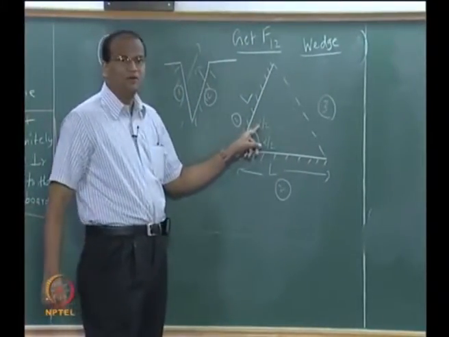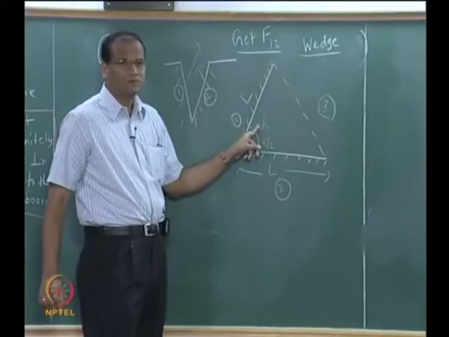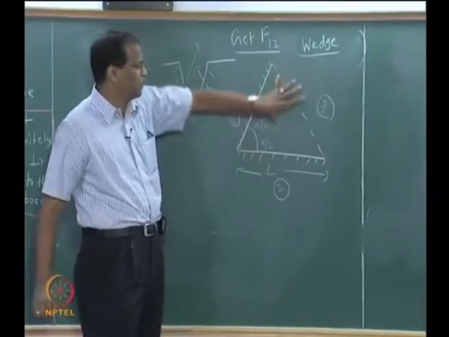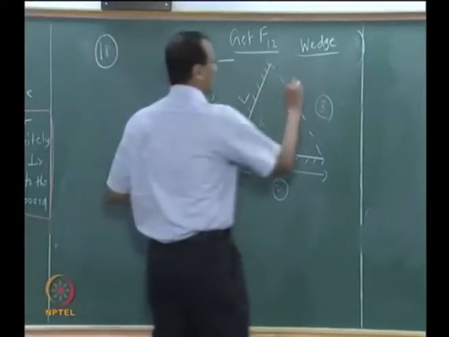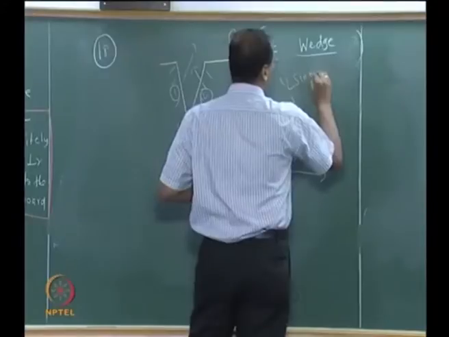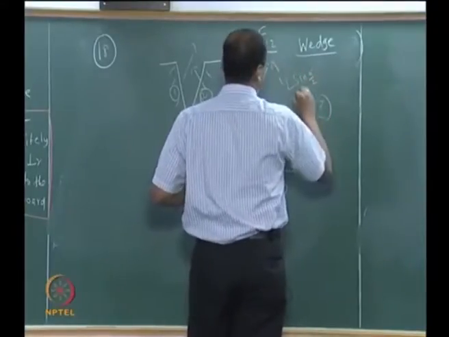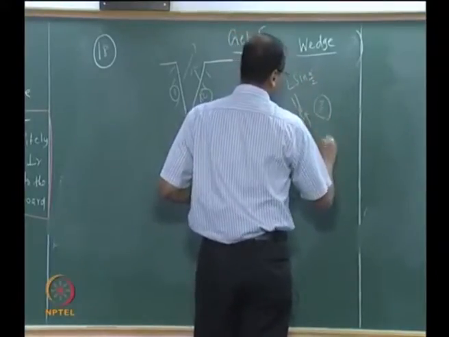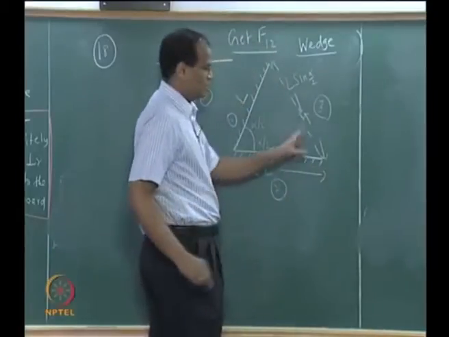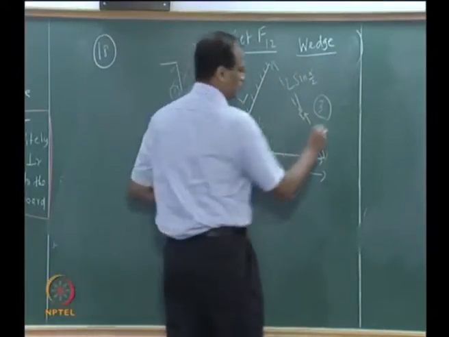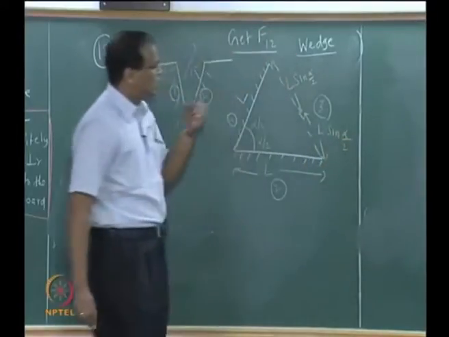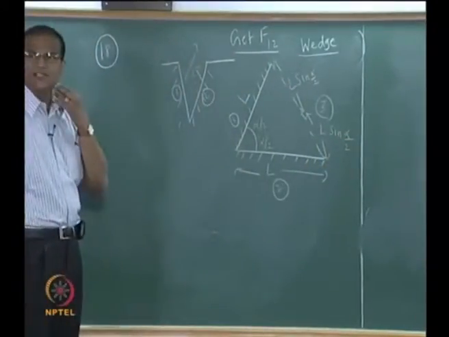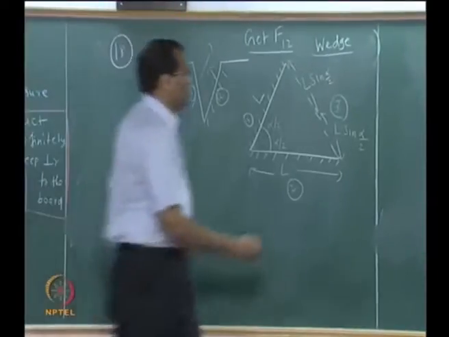What is sin alpha by 2? Sin of alpha by 2 is this by hypotenuse, right? Therefore this will be L sin alpha by 2. Which one? This one. What about this fellow also? So the length of the side 3 is 2L sin alpha by 2.